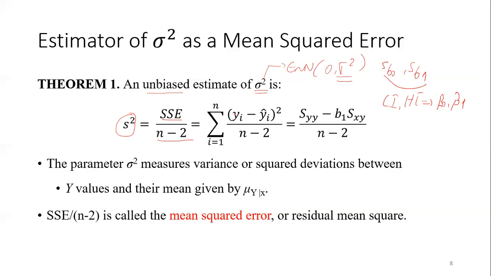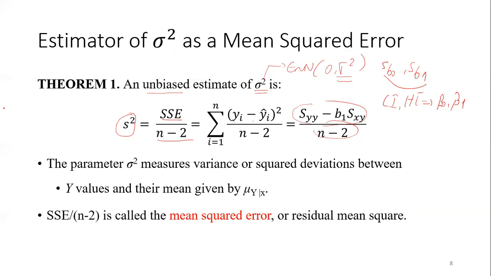SSE is equal to the summation from 1 to n of (yi minus yi hat) squared, divided by n minus 2. And instead of this SSE, we just plug this in and divide it by n minus 2. Okay. So let's think about this a little bit.